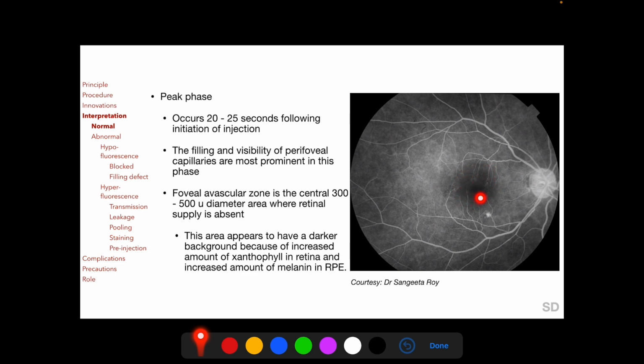And the lack of fluorescence of this area is enhanced by a darker background because of increased amount of xanthophyll in the retina in this region and increased amount of melanin in the underlying retinal pigment epithelium, and this is very important to remember.